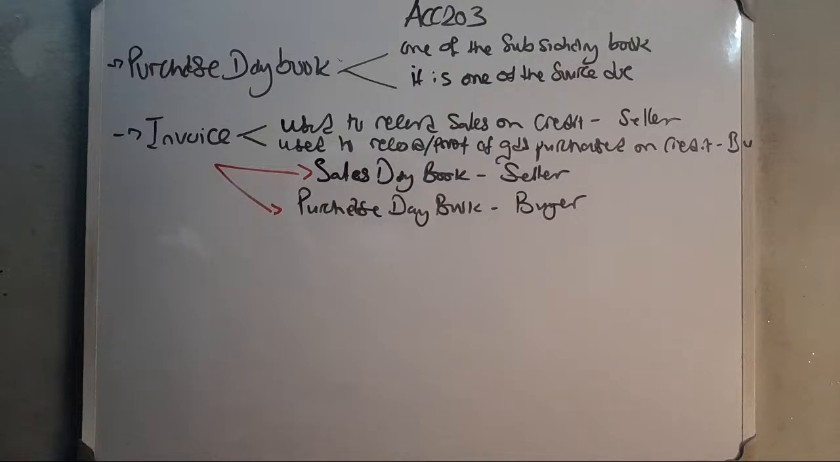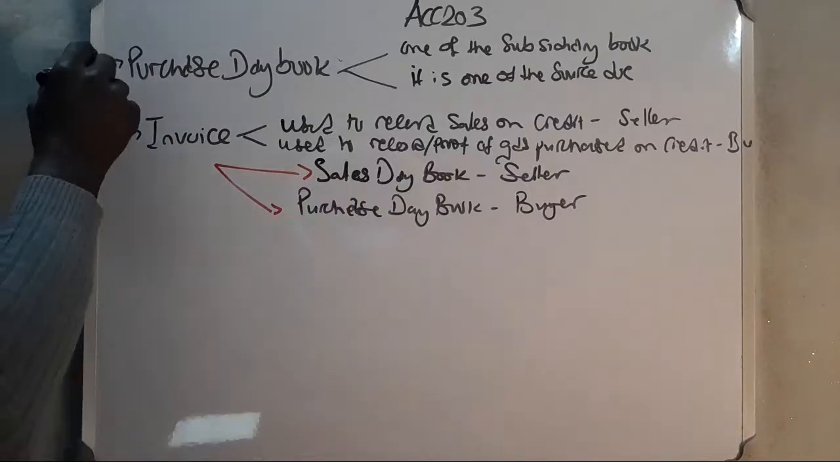Now, let's continue. So the purchase day book is a subsidiary book of account used to record all goods bought or services received on credit from a third party in the order in which they occur, irrespective of the amount.